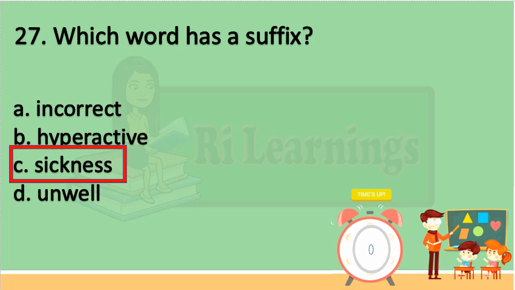Explanation of other options. A. Incorrect contains the prefix in, but no suffix. B. Hyperactive contains the prefix hyper, but no suffix. D. Unwell contains the prefix un, but no suffix.